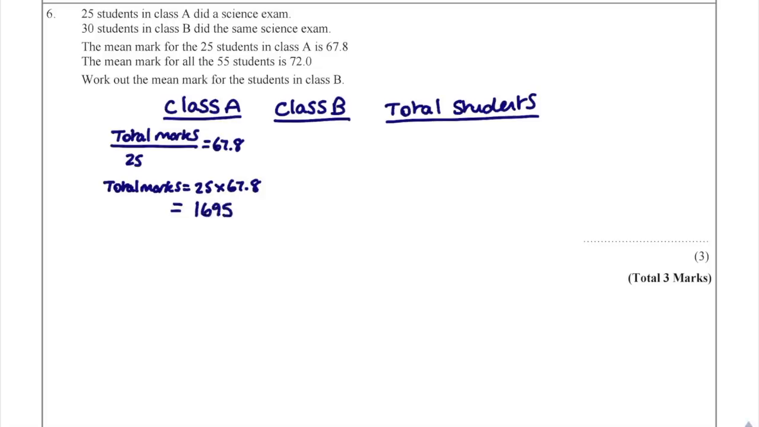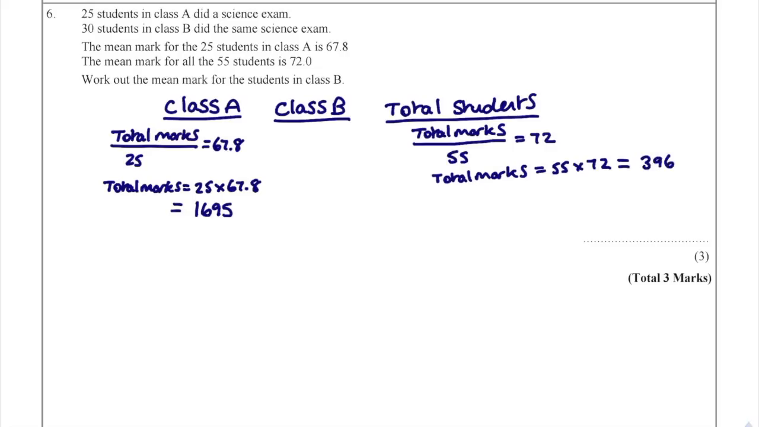So what you should be able to see is I can actually do the same for the total number of students, because I know that there's 55 students in total and the mean mark is 72. So if we say that total marks divided by 55 equals 72, that means the total marks is going to equal 55 times 72, which simplifies to 3,960. So now I know the total number of marks for Class A, I know the total number of marks for both of the classes.